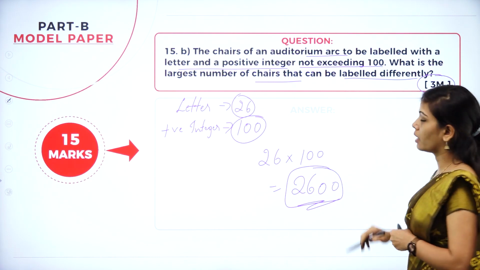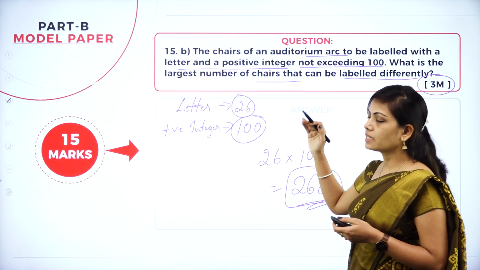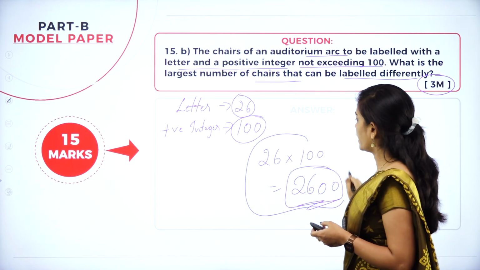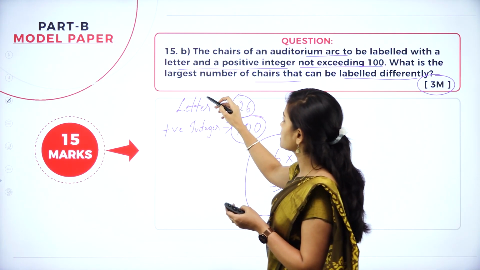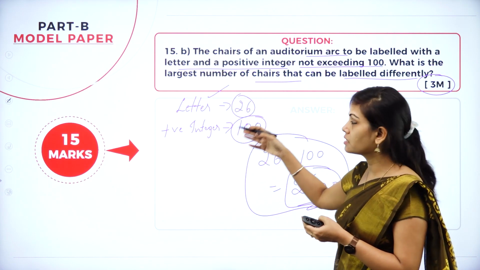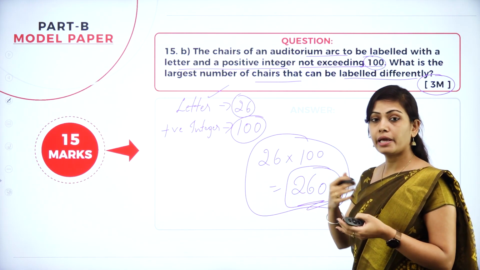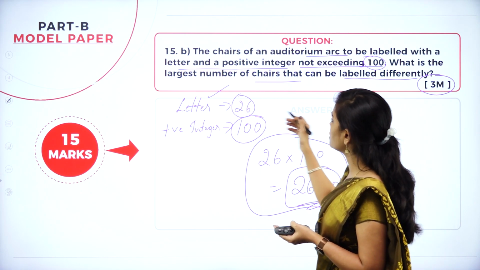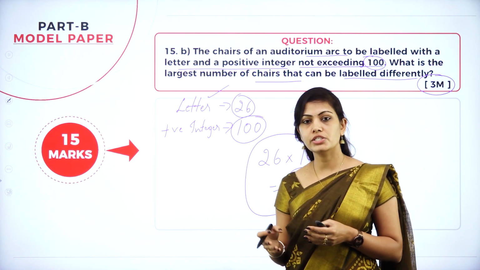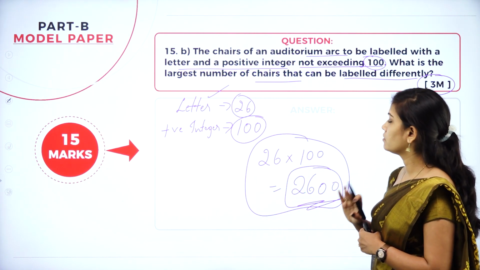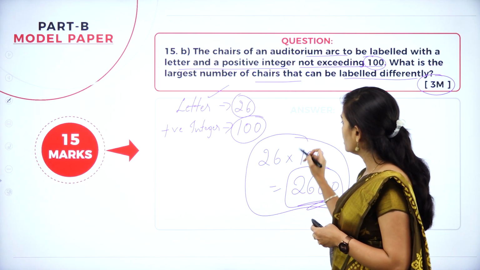This is for 3 marks. In this type of question, please read the question twice and thrice and understand the logic. Then you just write the possibilities. First you have to read the question properly. If they have mentioned letter, it means 26 letters, and if they have mentioned a positive integer, definitely they will mention below 100 or above 100 or below 500. Then you just use the product rule or addition rule. Counting we have already discussed: addition rule, subtraction rule, product rule and division rule. So this is the product rule.